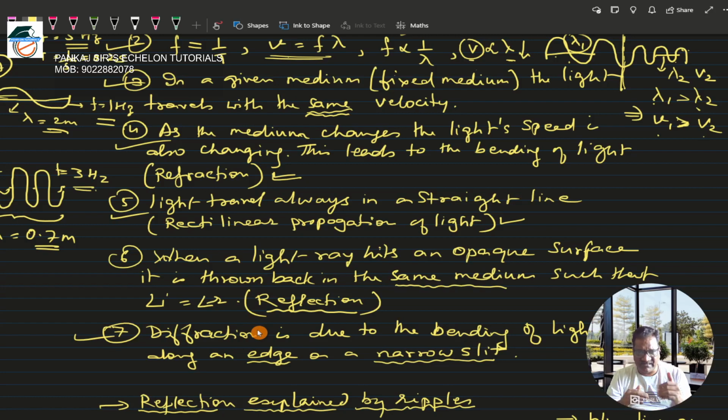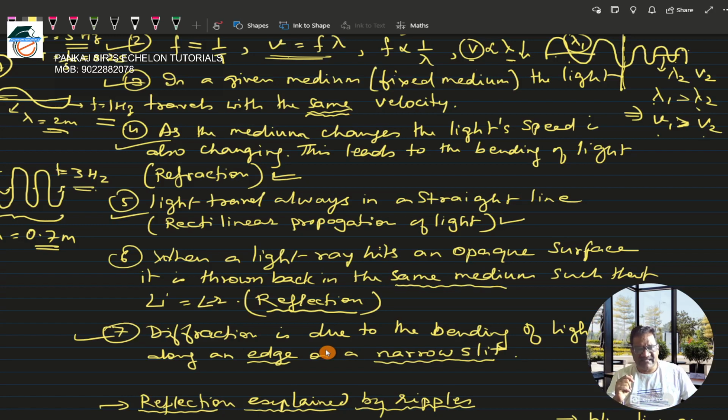So when it is passing through a narrow slit or when it is passing over an edge, like a mountain top, okay, it has a very sharp edge. So along that, whenever a wave is passing, then there is a diffraction that is taking place. Diffraction is also bending of light, but that diffraction is along the edge or a narrow slit, okay. And diffraction can happen in one particular medium only, okay. That way it is different from refraction, okay.